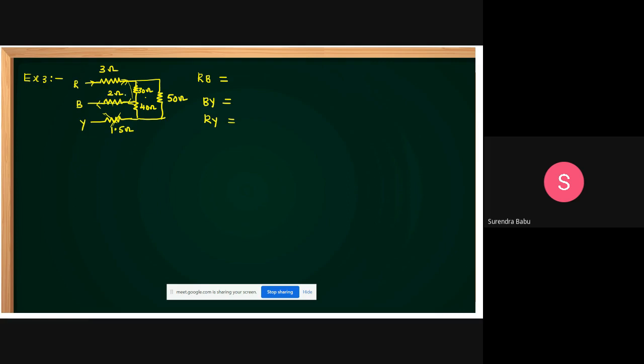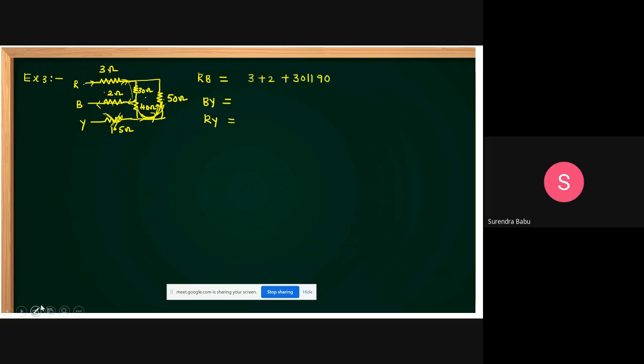This current flowing like this means these two are in series, because the same current flows through 3 ohms and 2 ohms. That is 3 plus 2. This 40 ohms is connected to this terminal, so the 40 ohms and 50 ohms come in series. That 90 ohms comes in parallel with 30 ohms.